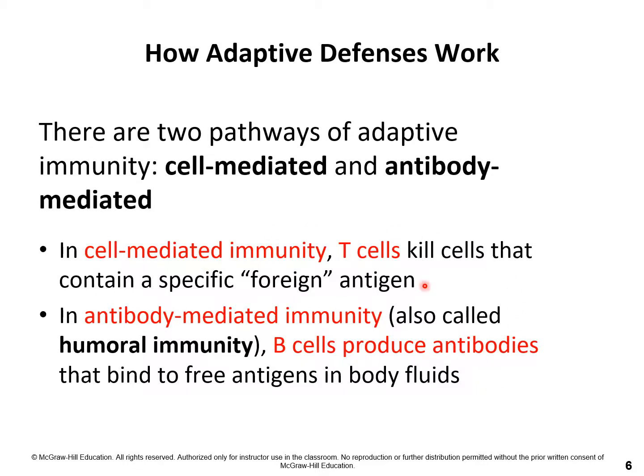So again, the T cells are going to destroy antigens that are contained inside of cells, and in antibody-mediated immunity, or humoral immunity, the B cells are going to produce antibodies, those little flags or tags that bind to the antigens in body fluids and tag them so that other white blood cells can come and attack them and rid them from the body.